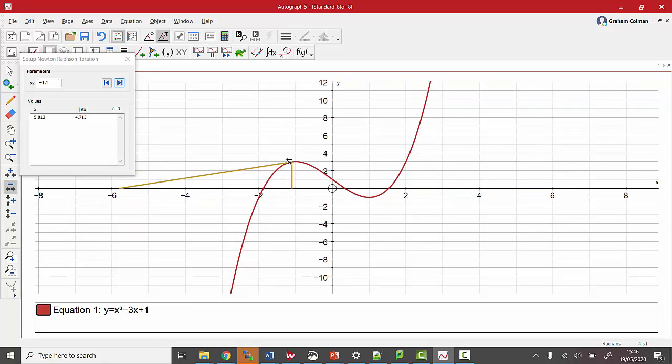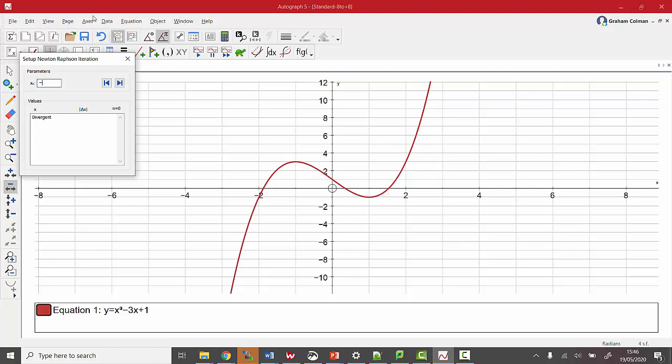So this is one of those issues where if the gradient of the curve is close to 0, or in fact equal to 0, then we're going to cause ourselves some sort of problems. If we did put in that value of -1, we can see that, as it says, it diverges and it will not solve.